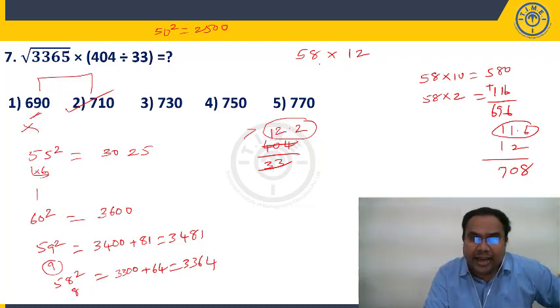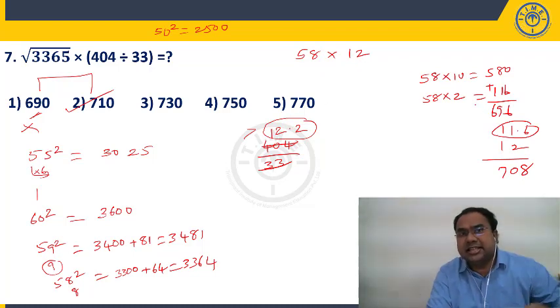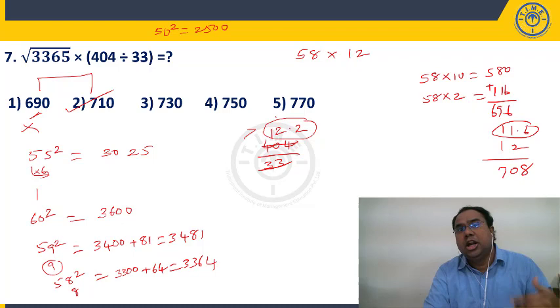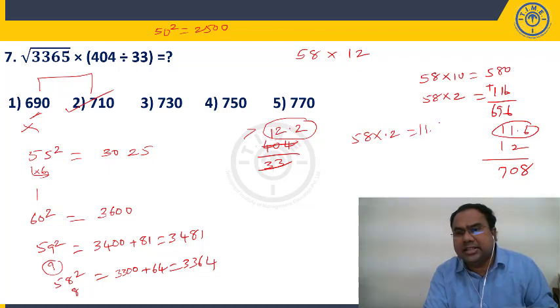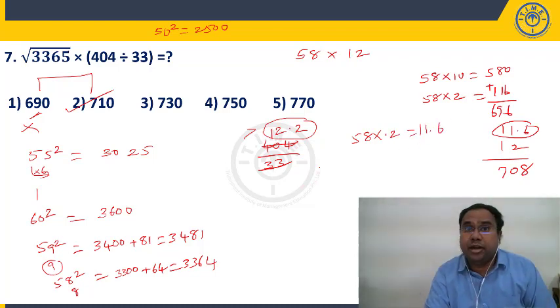Here, 58 into 12.12. When I am taking 12, we are getting 696, more than 690, right? 12.12 means it is more than that. 58 into 2 is 116. 58 into 0.2 should be 11.6. Just put a point here. So another 12 I have to add. 12 is a big number, right? So if I am adding 12, I am getting around 708. So 710 should be my answer.